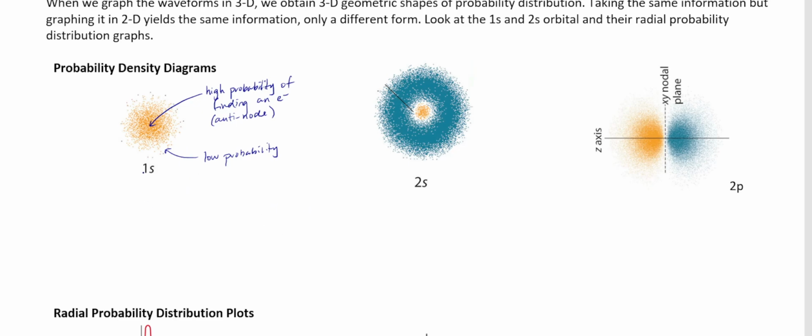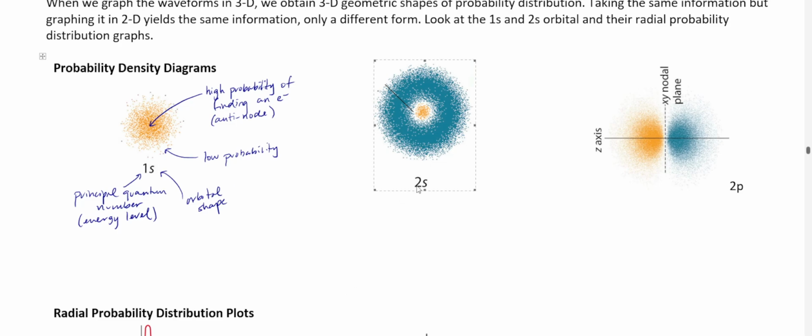Now you may be wondering what the 1 and the s means. The 1 is the principal quantum number. So that means the first energy level. And the s designation is the orbital shape. So it's of the S family, which basically are orbitals that are spherical in nature.